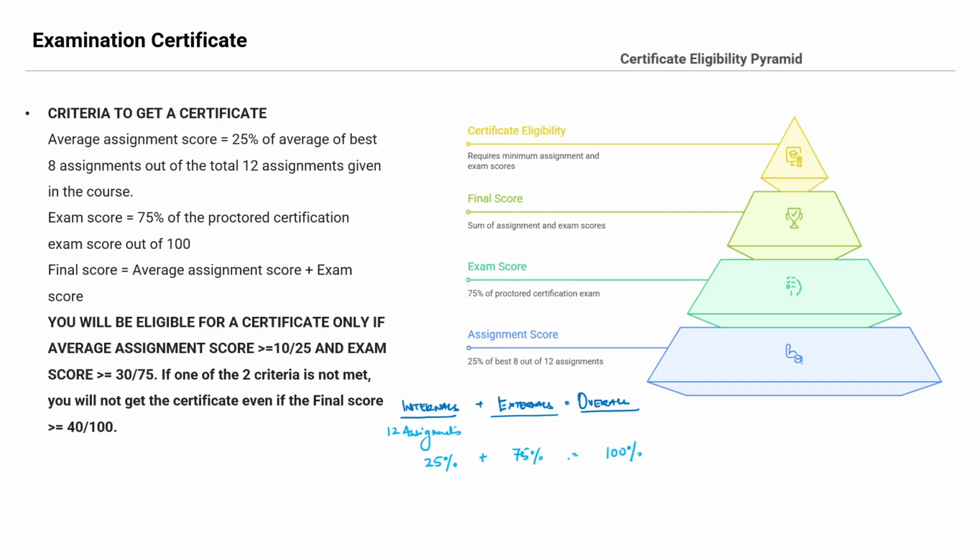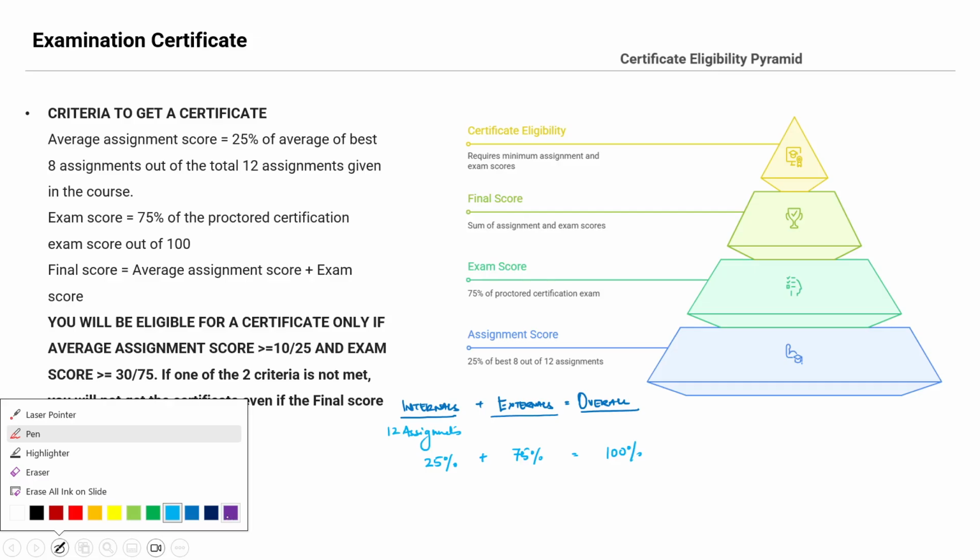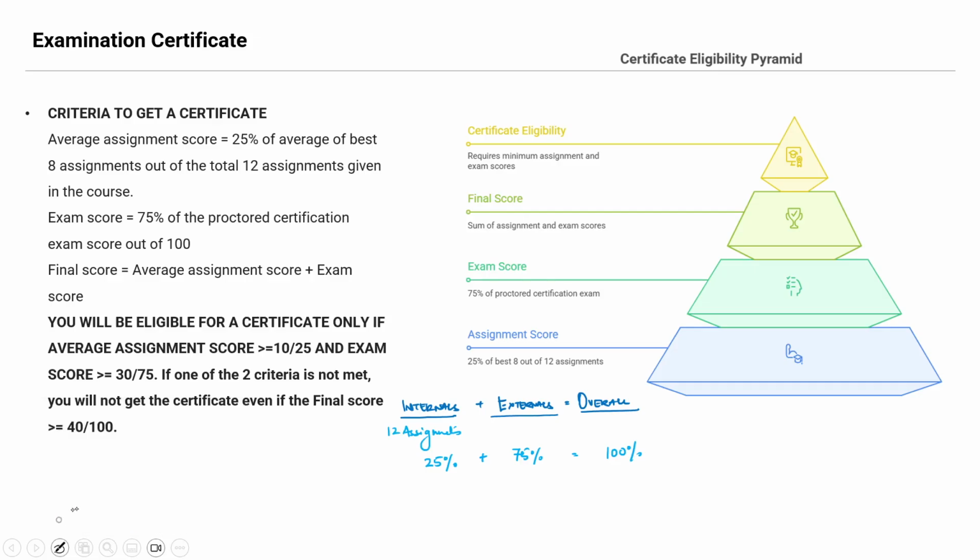Okay. Now, the catch here is that to gain a certificate, you need to qualify in a certain way, which means you need to get more than 10 marks here, more than 30 marks here, so that your overall score is more than 40.